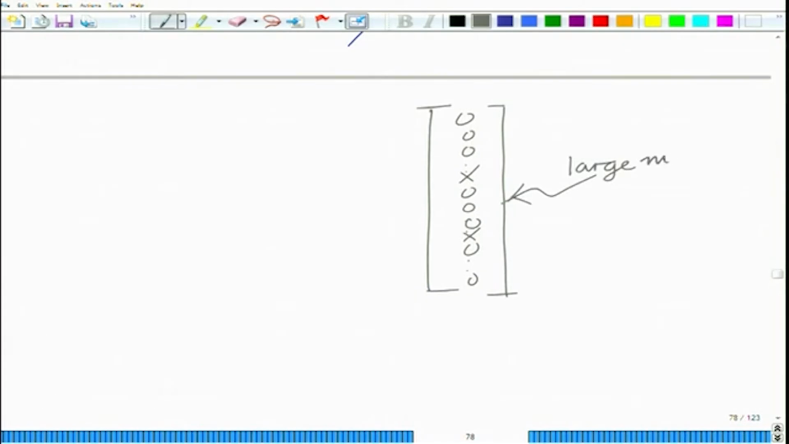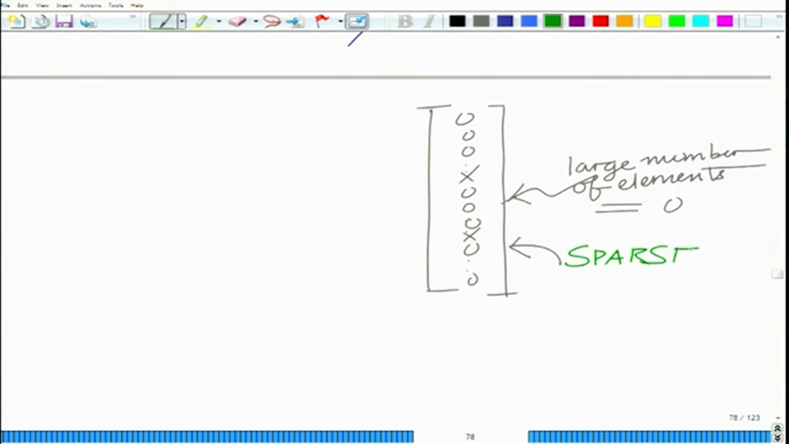All right. So, what you have is a vector in which a large number of elements are equal to 0. Such a vector is termed as a sparse vector. Okay, and this is a very interesting property.